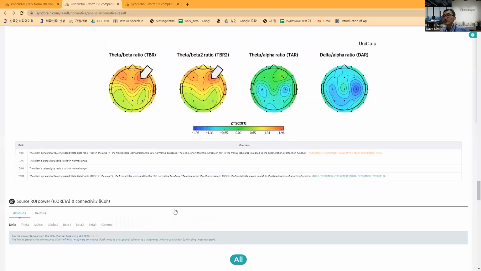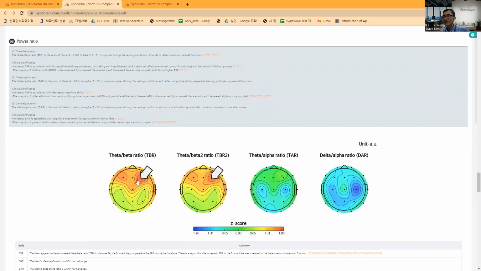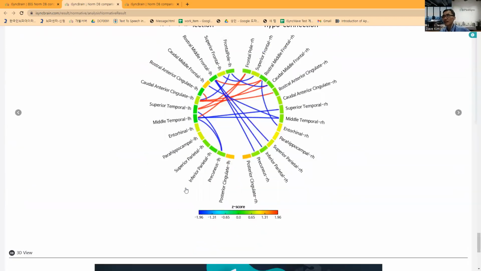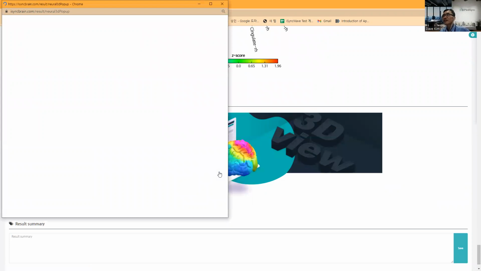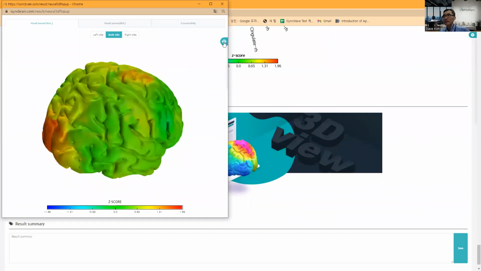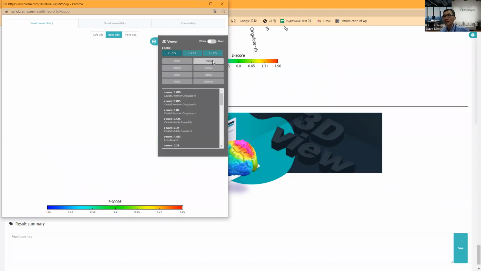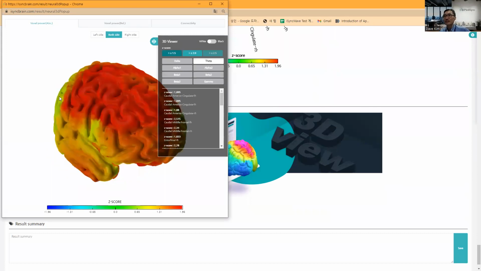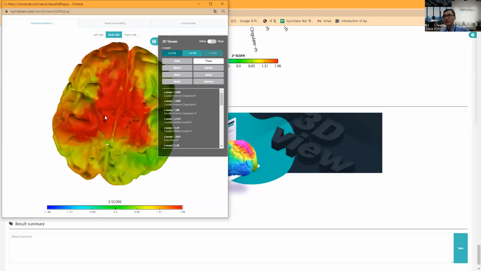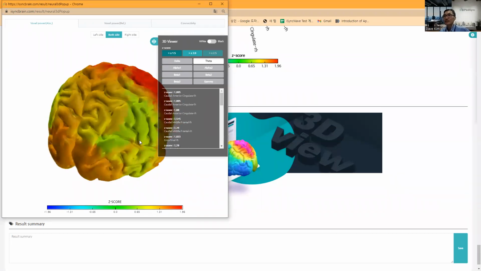And the power ratio shows the highest deviant area in this right frontal area. And we can also see the source level activity like this. The 3D animation can show the activity pattern in the Z-score mapping more conveniently. We can see the theta activity in the absolute power. We can see a lot of excess in the frontal and medial part, anterior medial part of the brain, like this.